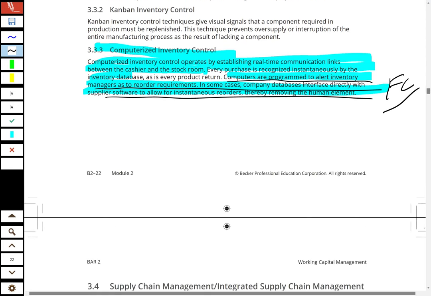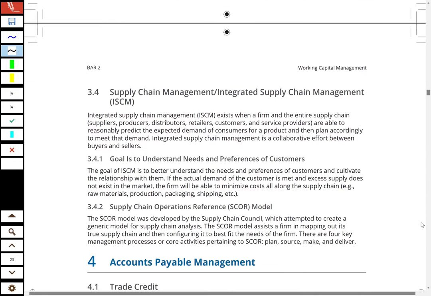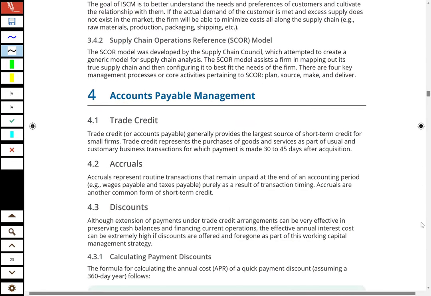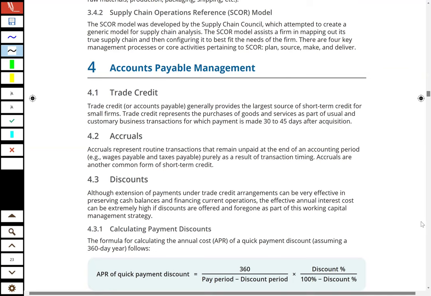Okay, now come over and let's take a look at accounts payable management. So we understood the notion of managing cash, and we talked about speeding the collection of receivables. Let's see if there's some way that we can delay payables. And by delaying payables, I don't mean stiffing people and not paying them when you're supposed to, but what is the proper time to pay them, and should we take advantage of discounts that they give us?